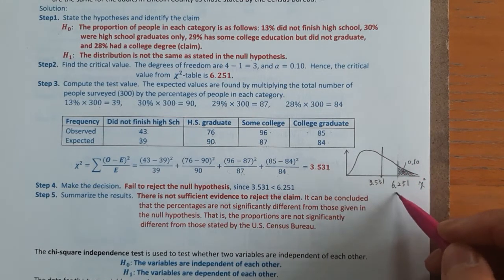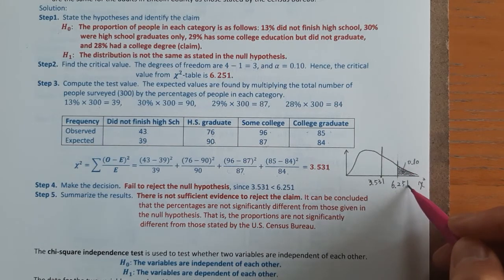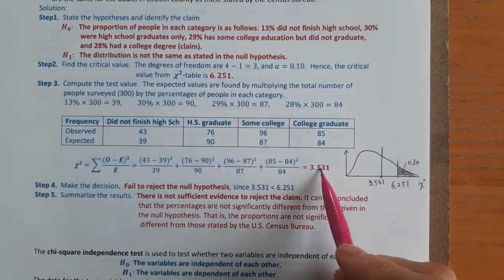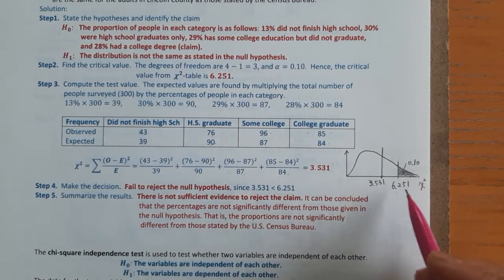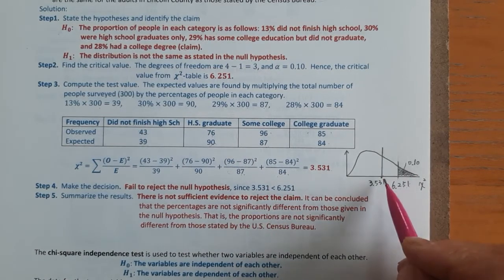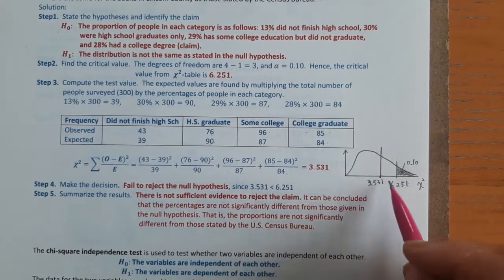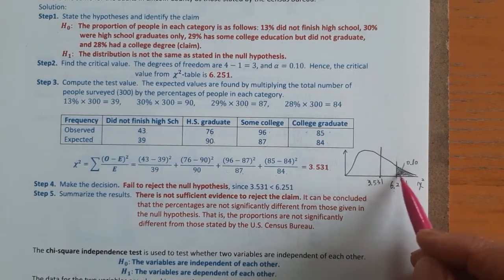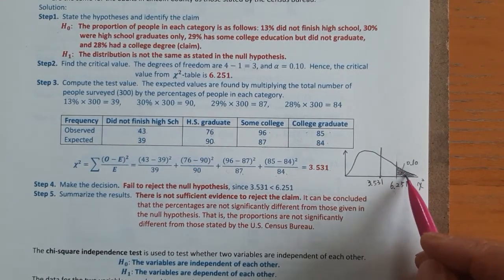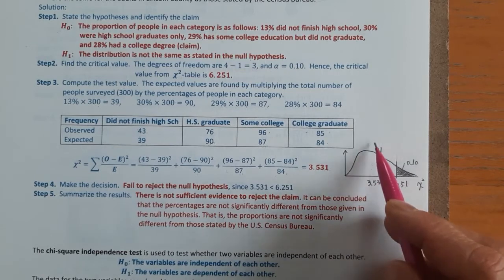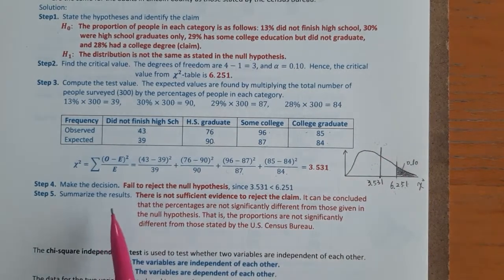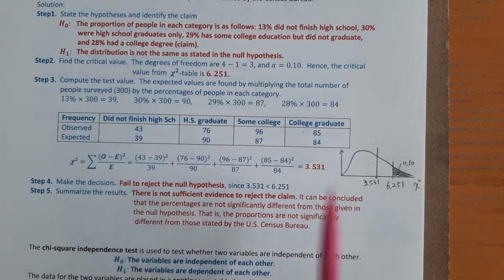This critical value is 6.251. Test value is 3.531, which is less than 6.251, to the left, so it's not falling in the critical region. This is the rejection region. So it's do not reject H0. Make the decision: fail to reject H0.